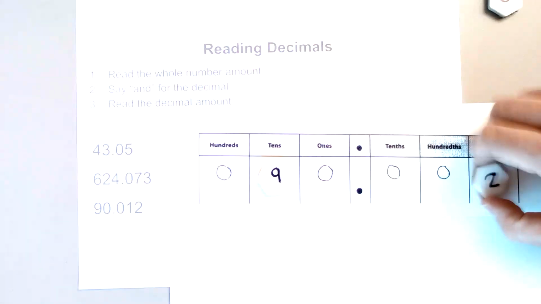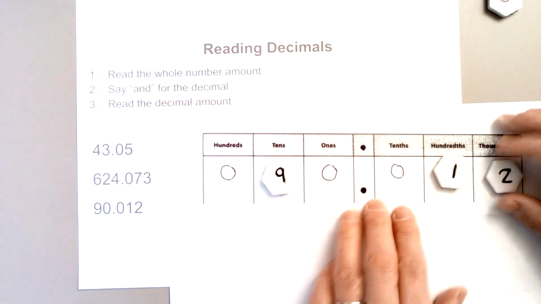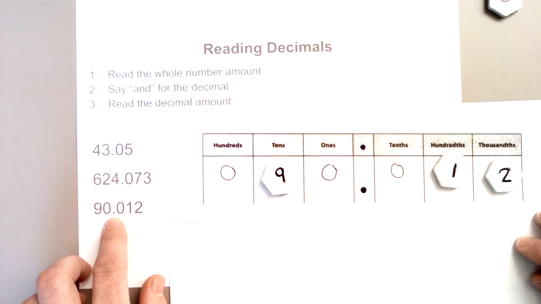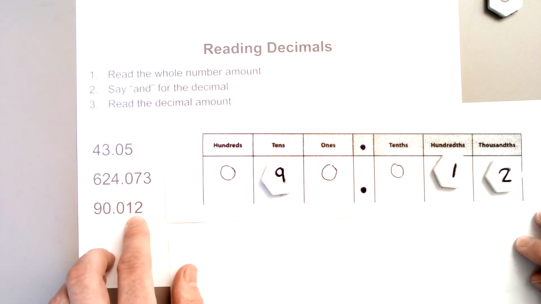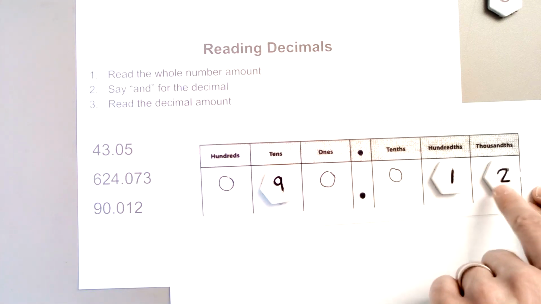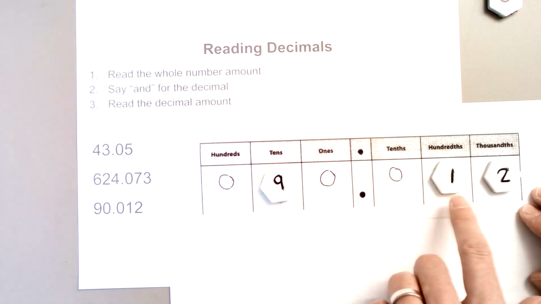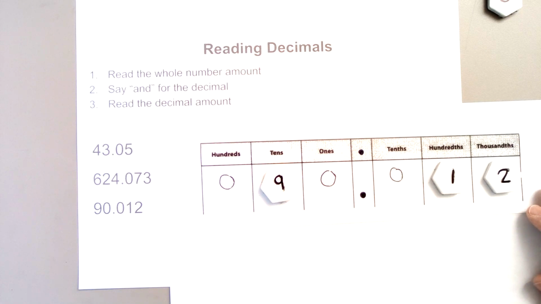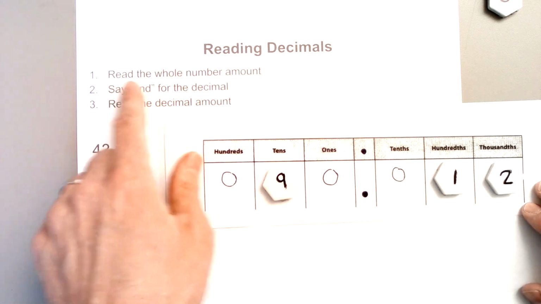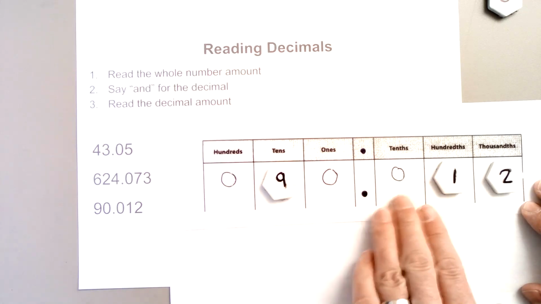Last one. I dropped my 1. There it is. Okay, so that whole amount is 90. So 90 and this is 12. The last digit, or the place value, the last digit in it is the thousandths place. So it's 90 and 12 thousandths. So that's what you need to know when you're reading decimals. Read the whole number amount first, and then just say "and" when you get to the decimal, and then you can read the decimal amount.